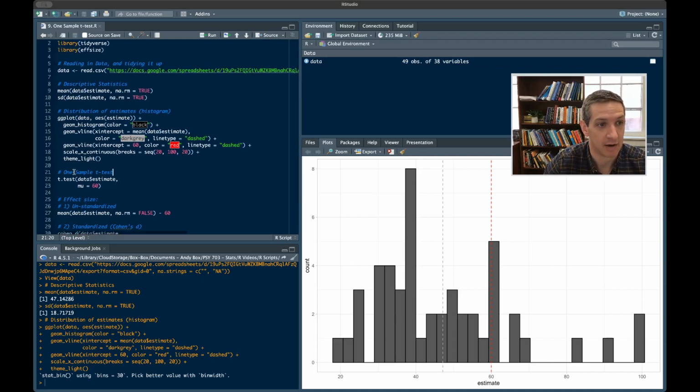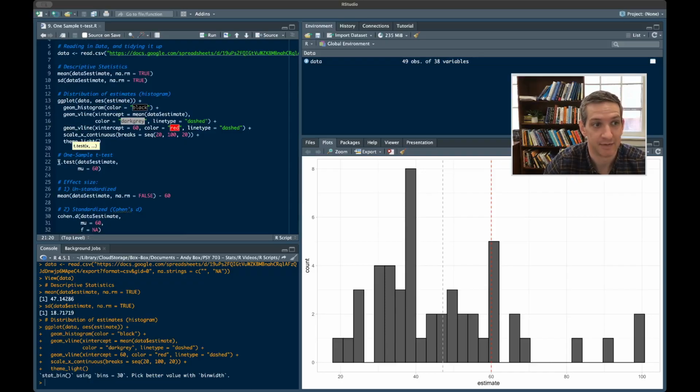Running this in R, the hypothesis test is very simple. We just use the t.test function. We supply it the name of the column we're working with. So the name of our data frame is data. So data$estimate is the name of our column.